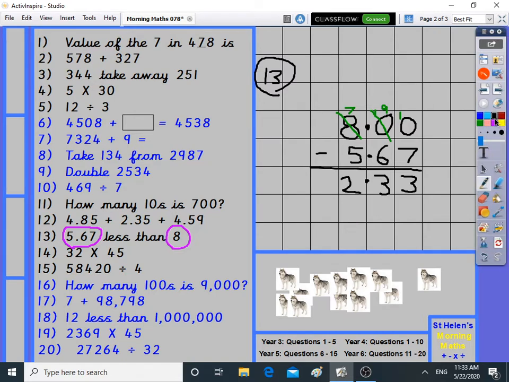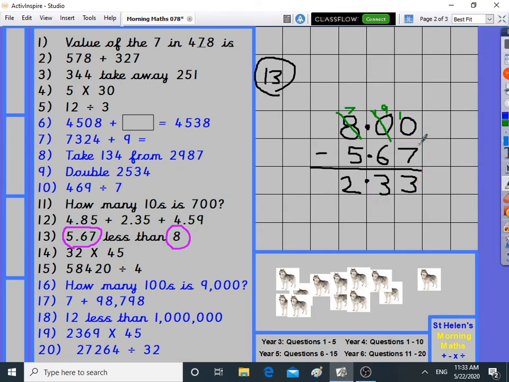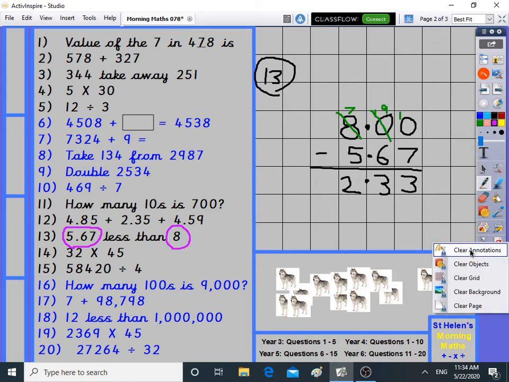If you know your number bonds, you might know that 67 and 33 adds up to 100. That's why 67 hundredths and 33 hundredths adds up to 100 hundredths, which is why we get a carried 1 and we get 2 for our answer. I think that makes sense. Don't want to confuse you there. There's just a little check with your number bonds at the end. 8 take away 5 and a bit is 2 and a bit. Let's move on to number 14.